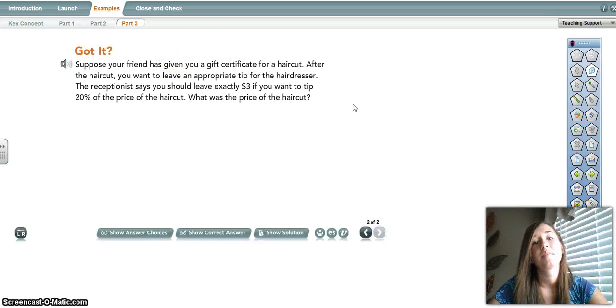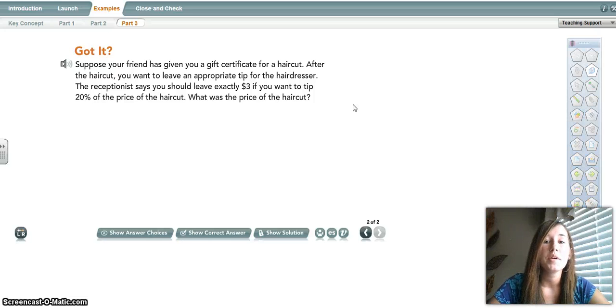Last example. Suppose your friend has given you a gift certificate for a haircut. After the haircut, you want to leave an appropriate tip for the hairdresser. The receptionist says you should leave exactly $3 if you want to tip 20% of the price of the haircut. What was the price of the haircut?